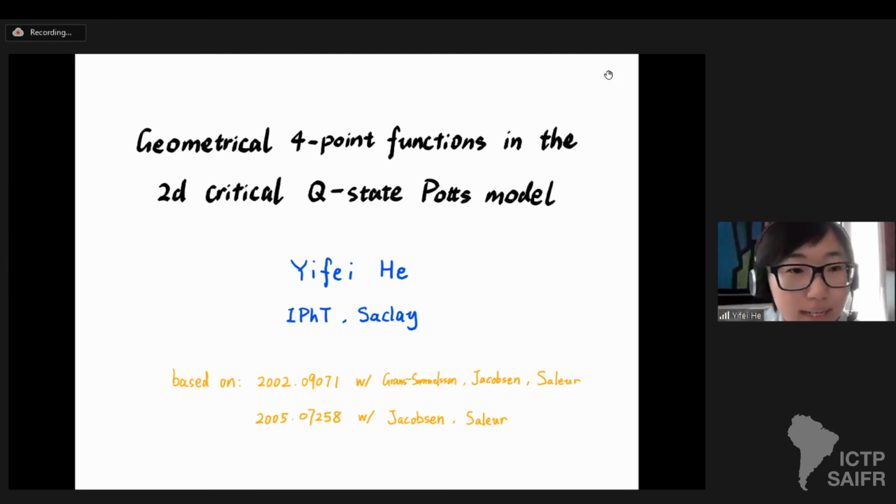So the title is Geometrical Four-Point Functions in the 2D Critical Q-State Potts Model. It's based on these two recent papers. The first one is together with Linnea Grans-Samuelsson, Jesper Jacobsen, and Hubert Saleur, where we made some interesting connections between the Potts model and the minimal models. And the second one is together with Jesper Jacobsen and Hubert Saleur, where we use conformal bootstrap to determine the four-point functions in the Potts model.